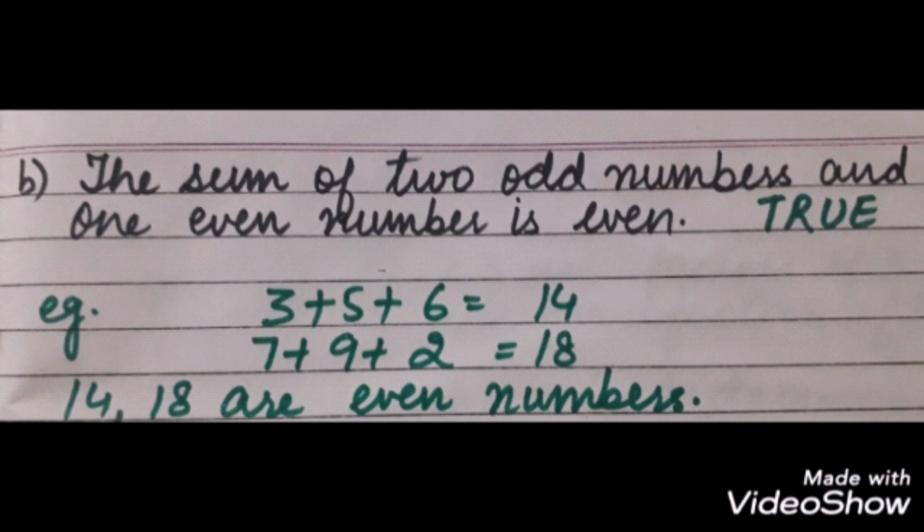In this B part, the sum of two odd numbers and one even number is even. It is true because 3 and 5 are two odd numbers and 6 is an even number, and if we add the three, the answer is 14. Similarly, in the second example also, the sum is coming out to be an even number. So the statement is true that the sum of two odd numbers and one even number is even.